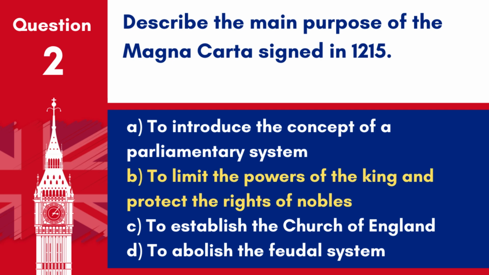Answer: B. To limit the powers of the king and protect the rights of nobles. The Magna Carta was signed in 1215 to limit the powers of the king and ensure certain rights for the nobles, setting a precedent for future legal systems.